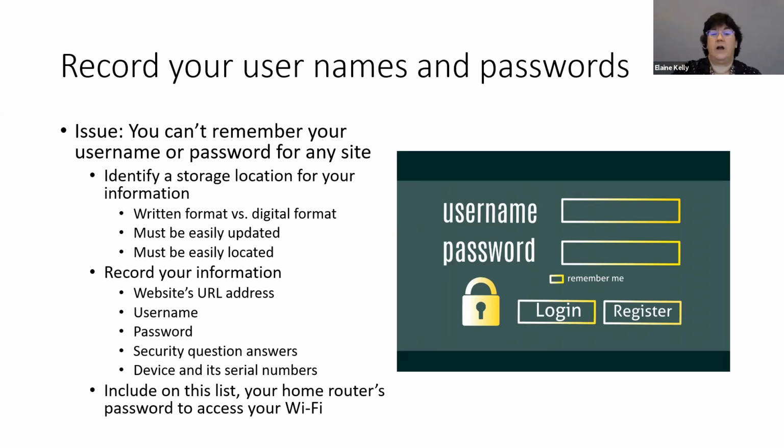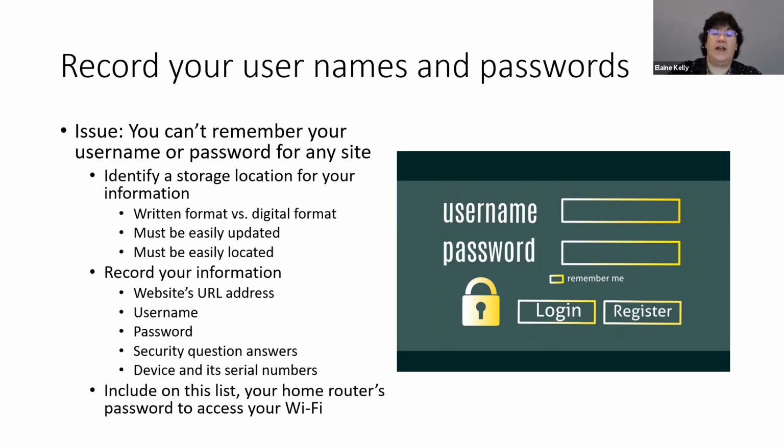It must be easily updated and it must be easily located. So they need to know where to find it as well as you do. And what you need to record for any document, any sort of service that you sign up for is 1, the website's URL address, 2, the username that you establish for yourself, 3, the password that you put for yourself, and 4, any security question answers. And then the fifth one, which is very critical, is any device and serial numbers.